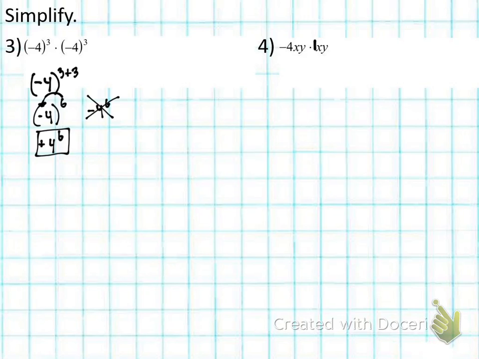Oh, I pushed the wrong button. Okay, if you made a mistake, negative 4 times 1 is negative 4. X times x is x squared. Y times y is y squared. That's your answer. So you forgot to put a 2 on one of the exponents. All right, keep going. Here you go, number 5.